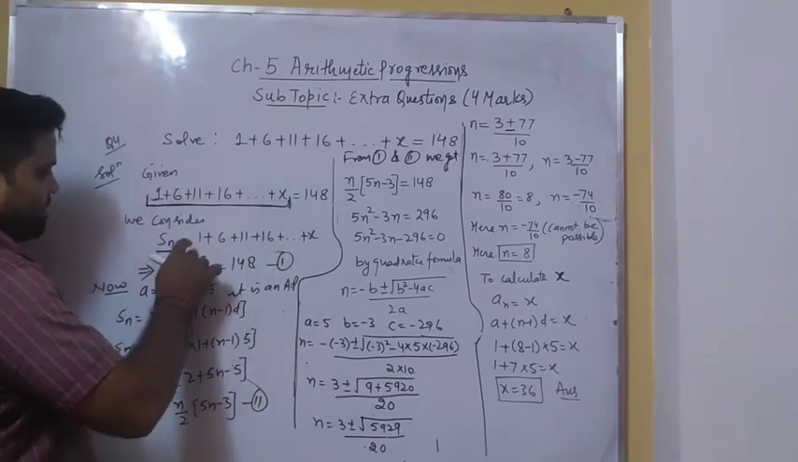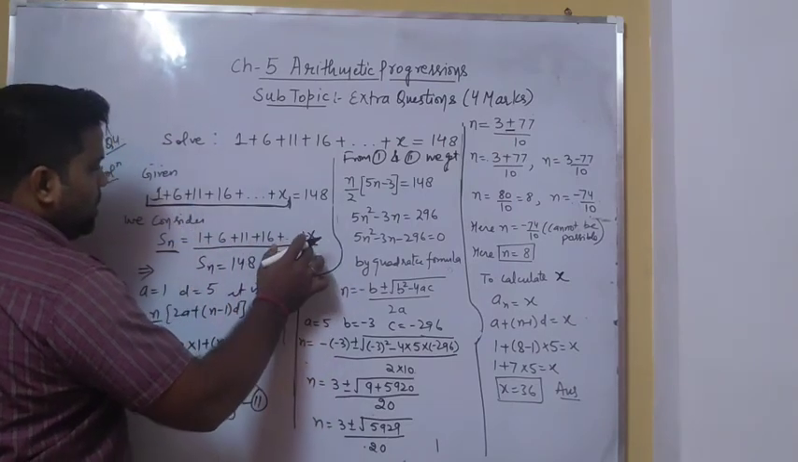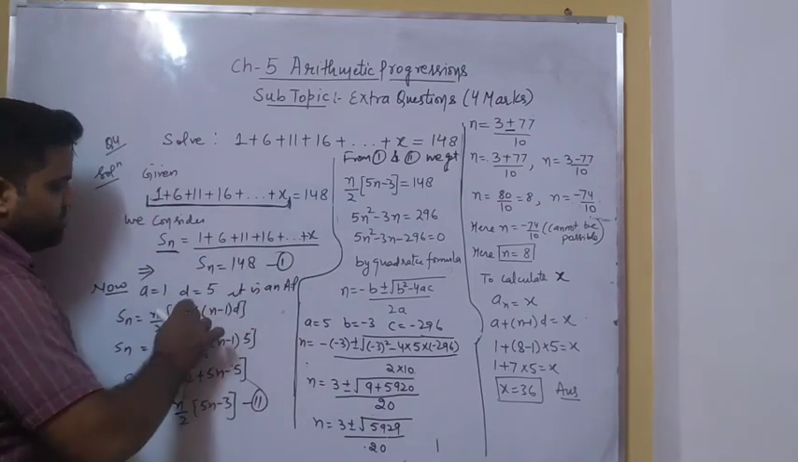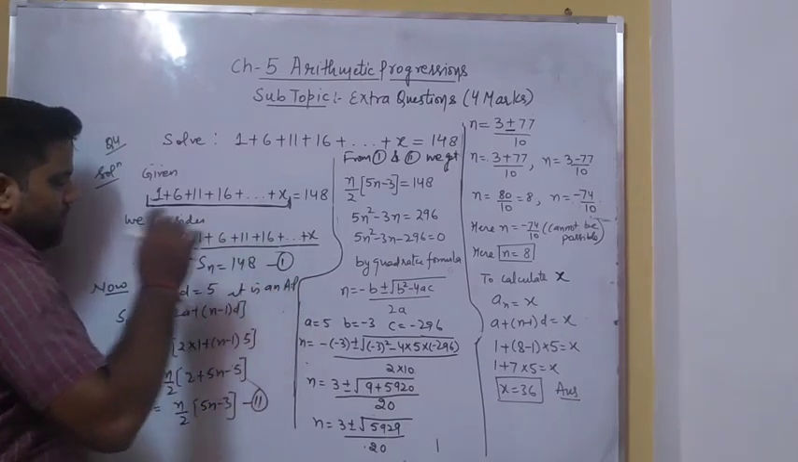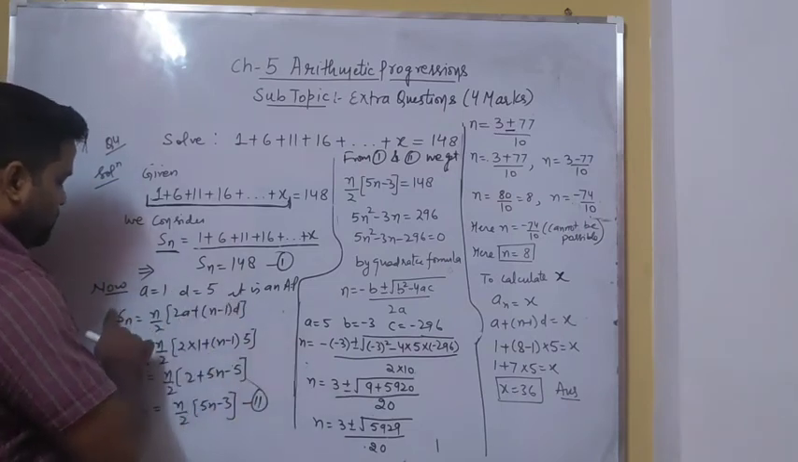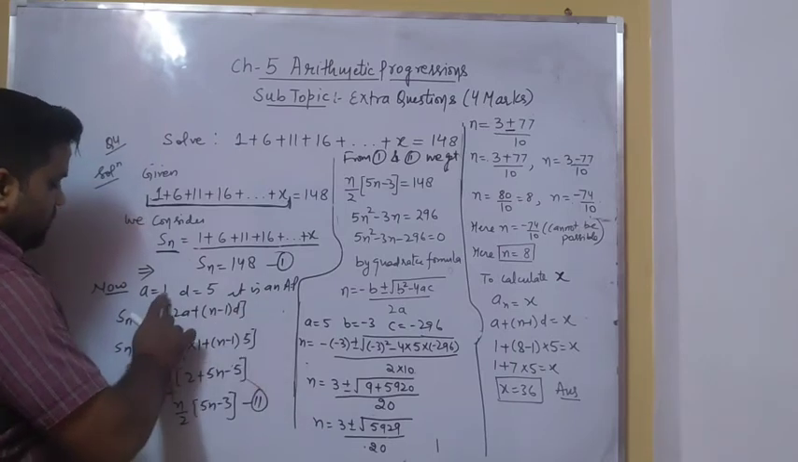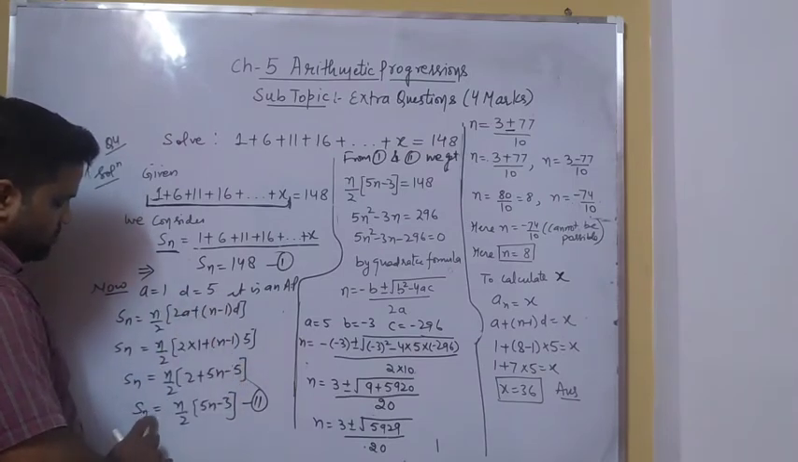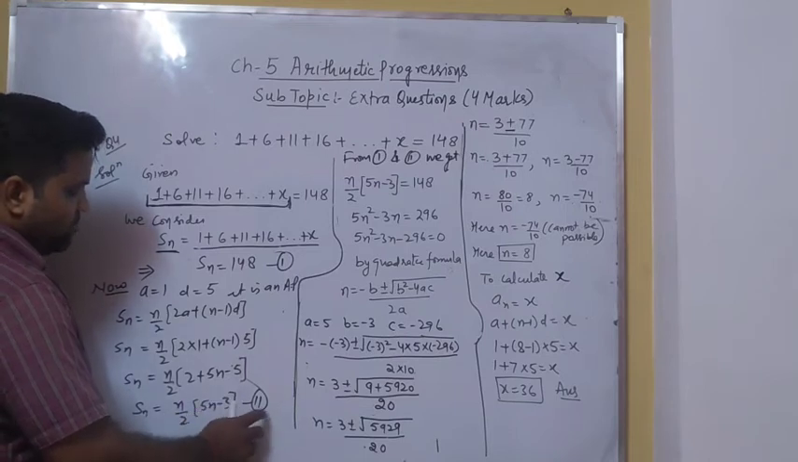Now let us check whether this sum of series 1 plus 6 plus 11 plus 16 up to plus x is an AP or not. For this, the first term is 1 and the common difference between the terms is 5, which is the same. So hence this series is an AP. So here we can apply the formula for the sum of first n terms of an AP, which is Sn equal to n by 2 bracket 2a plus n minus 1 into d. Putting a equal to 1 and d equal to 5 in that formula, we get the sum of first n terms equal to n by 2 bracket 5n minus 3, and we consider it as equation number second.